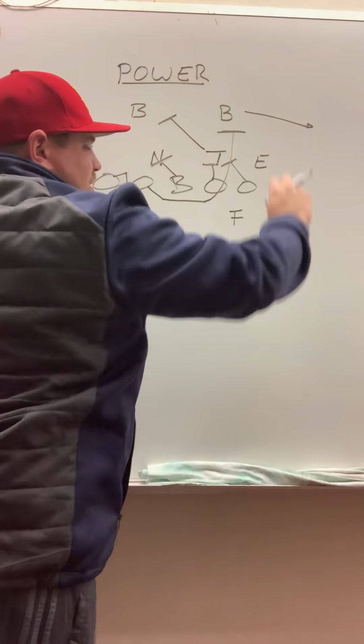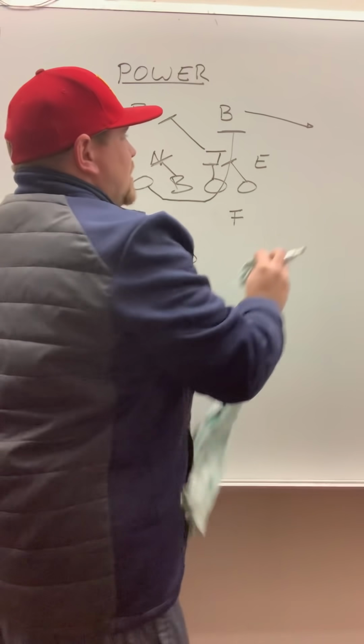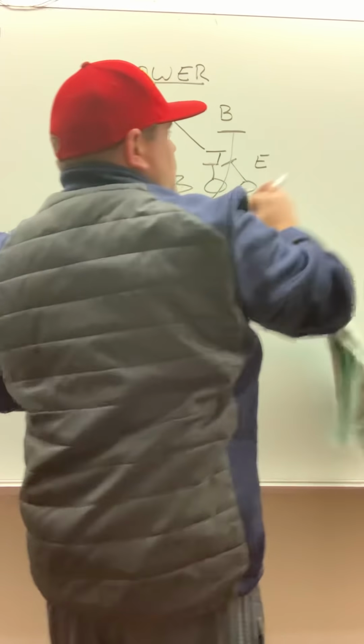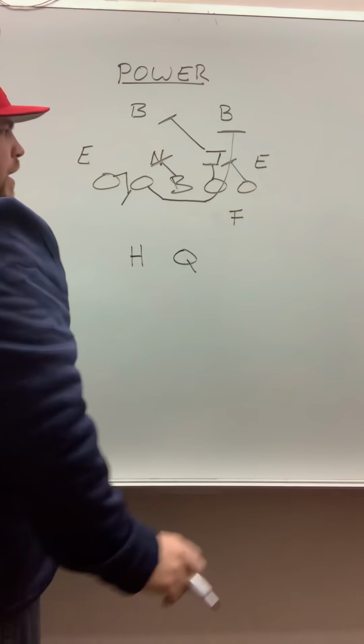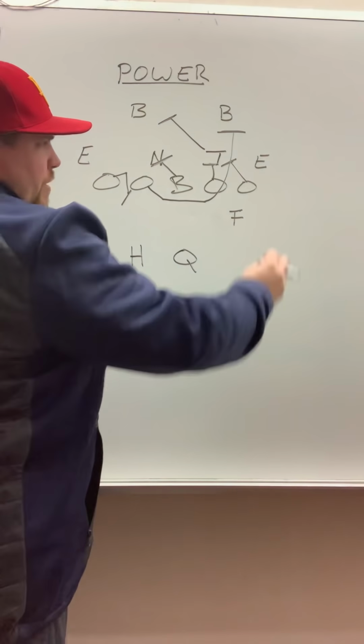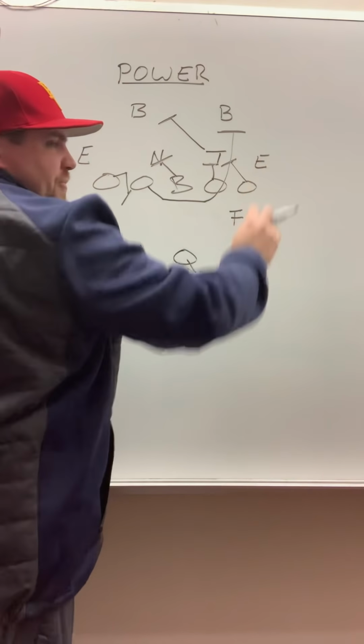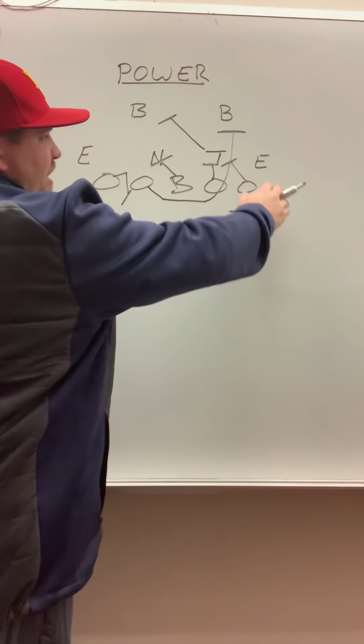Even if that backer runs out of there, we're not going to chase him because somebody else is going to show up. Now, our F is responsible for the M-man on the line of scrimmage. It happens to be this 5 technique here.